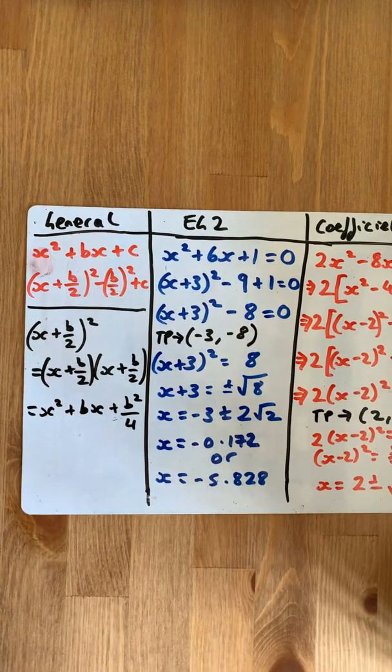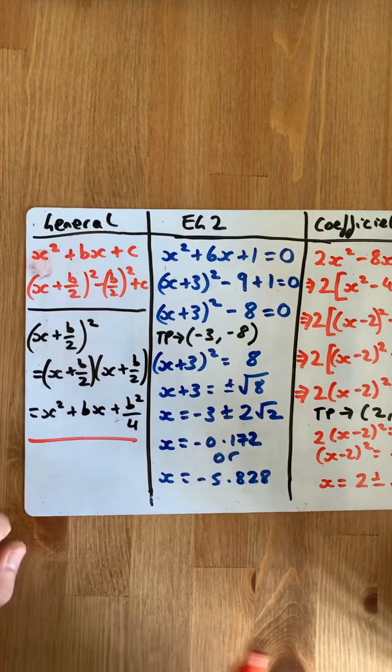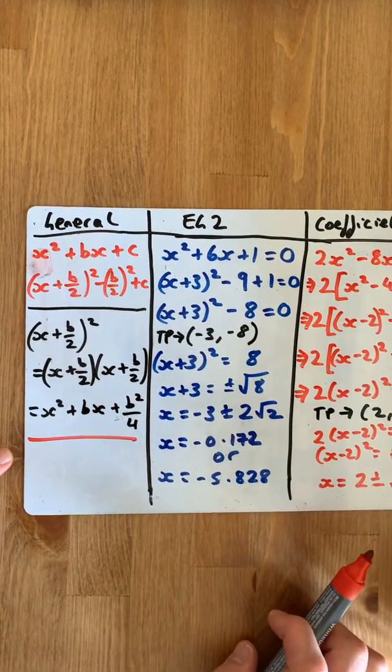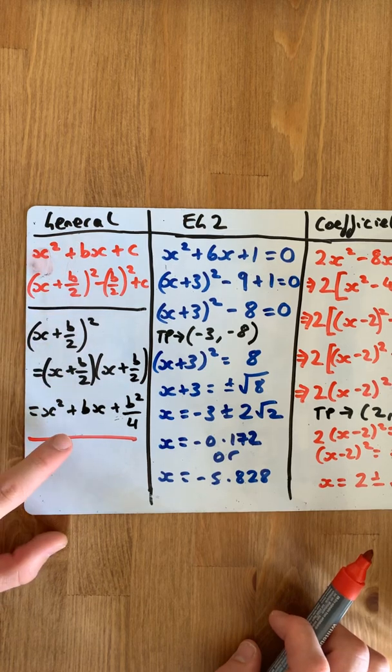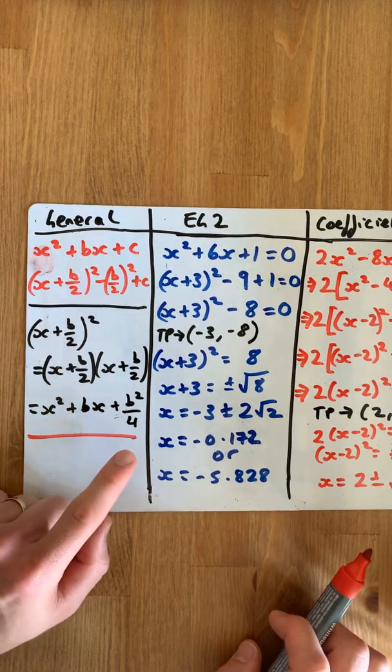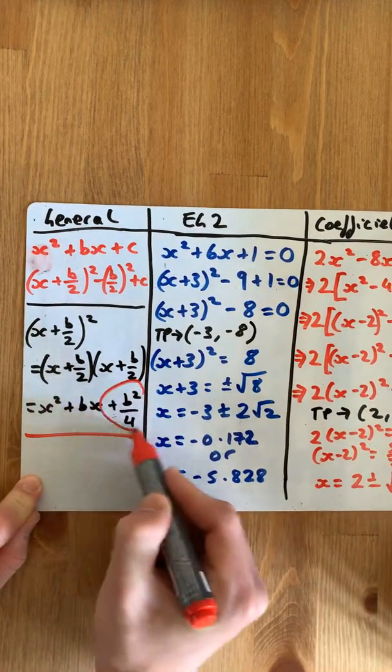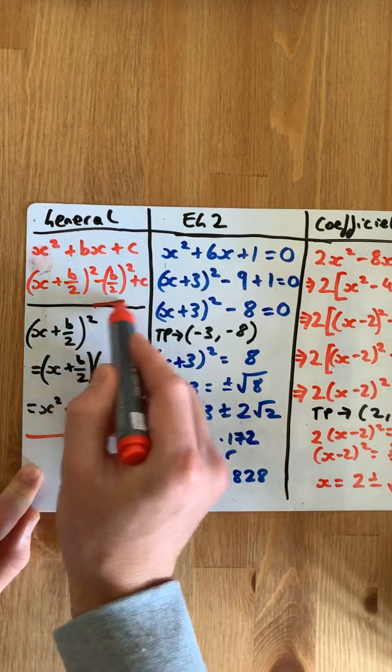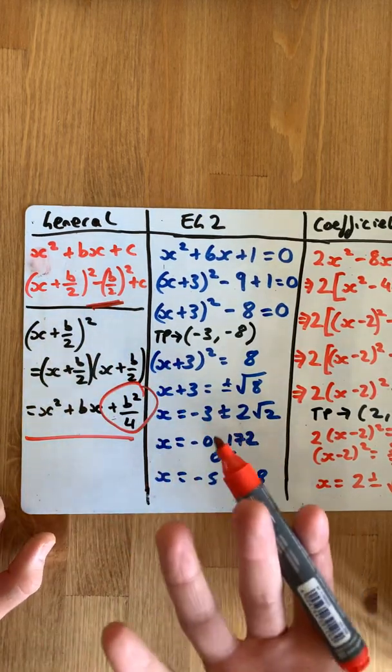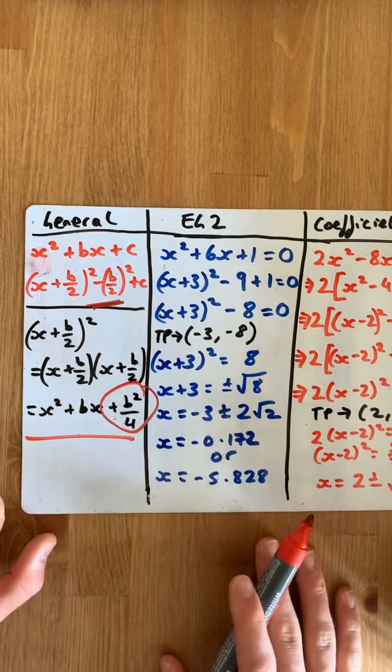Now, I want you to compare this back to our original: x squared plus bx plus b squared over 4. That's why we have to get rid of this term. That's why we have to do this takeaway, because otherwise we've actually changed our expression or our equation. Okay, we're not allowed to change anything, are we?